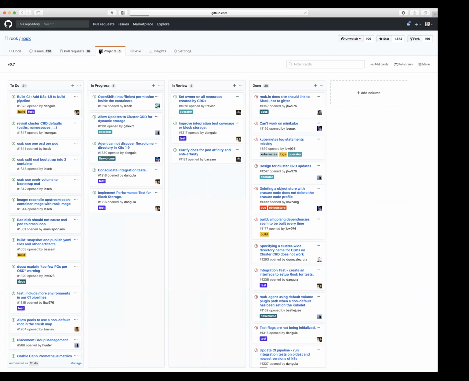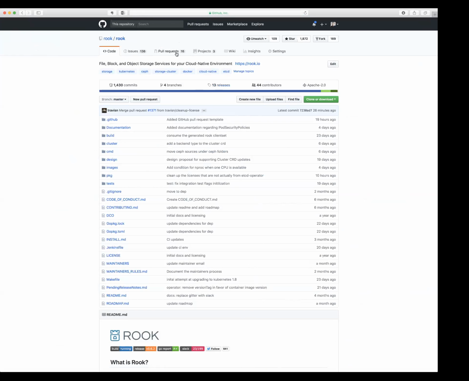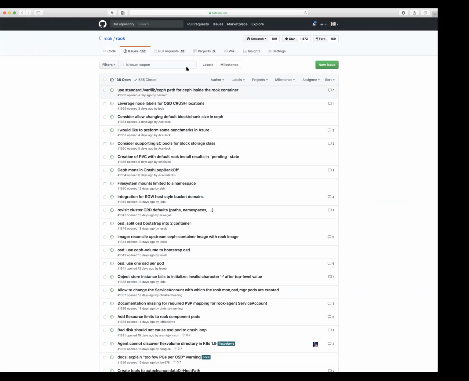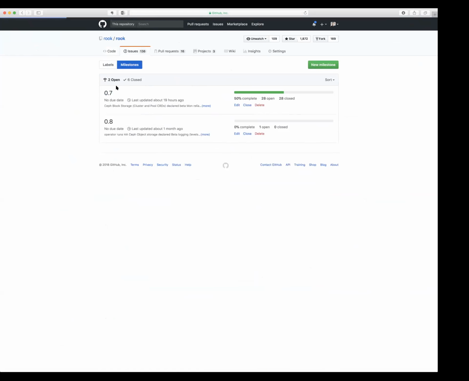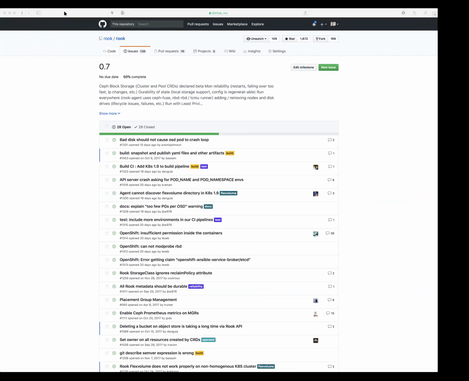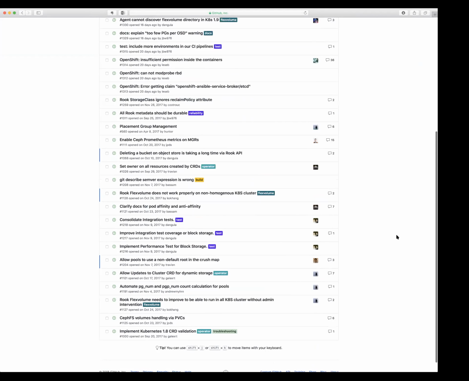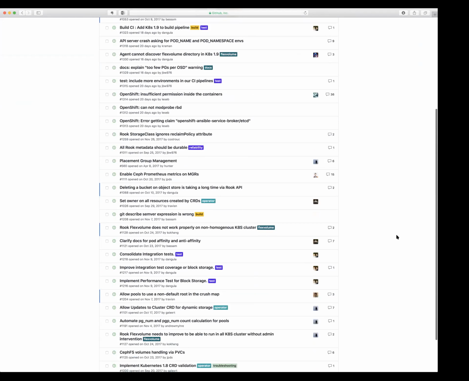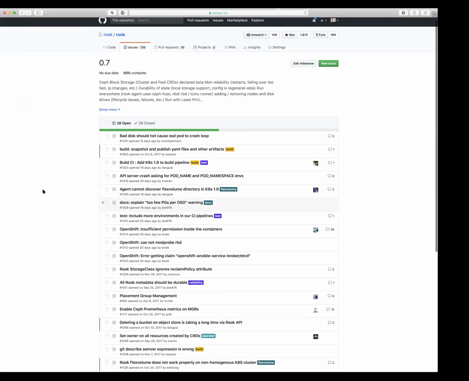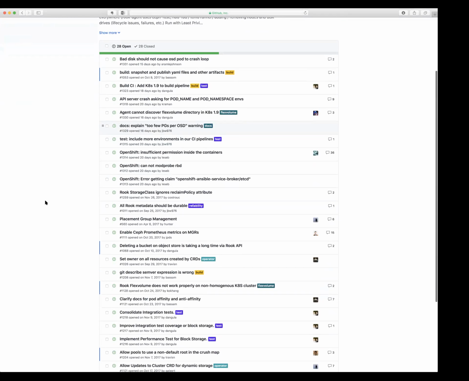Actually, I'd like to look at the issues. Okay. So, still trying to get this 0.7 release done. Where shall we start? There's still a lot open here. And then we added some more related to running on OpenShift and a bunch of other issues there.